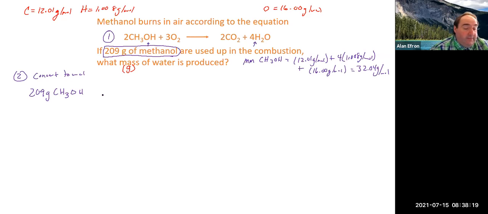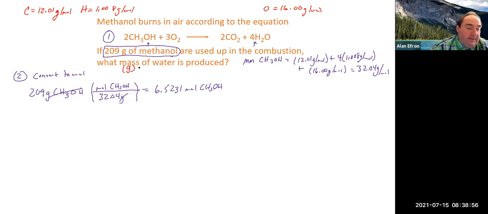We obviously want to put the grams on the bottom so that they cancel. So we're going to divide by 32.04 grams per mole of CH3OH. That gets rid of the grams. We'll take it to a few digits and not round too much at this point. It looks like 6.5231 moles of methanol.